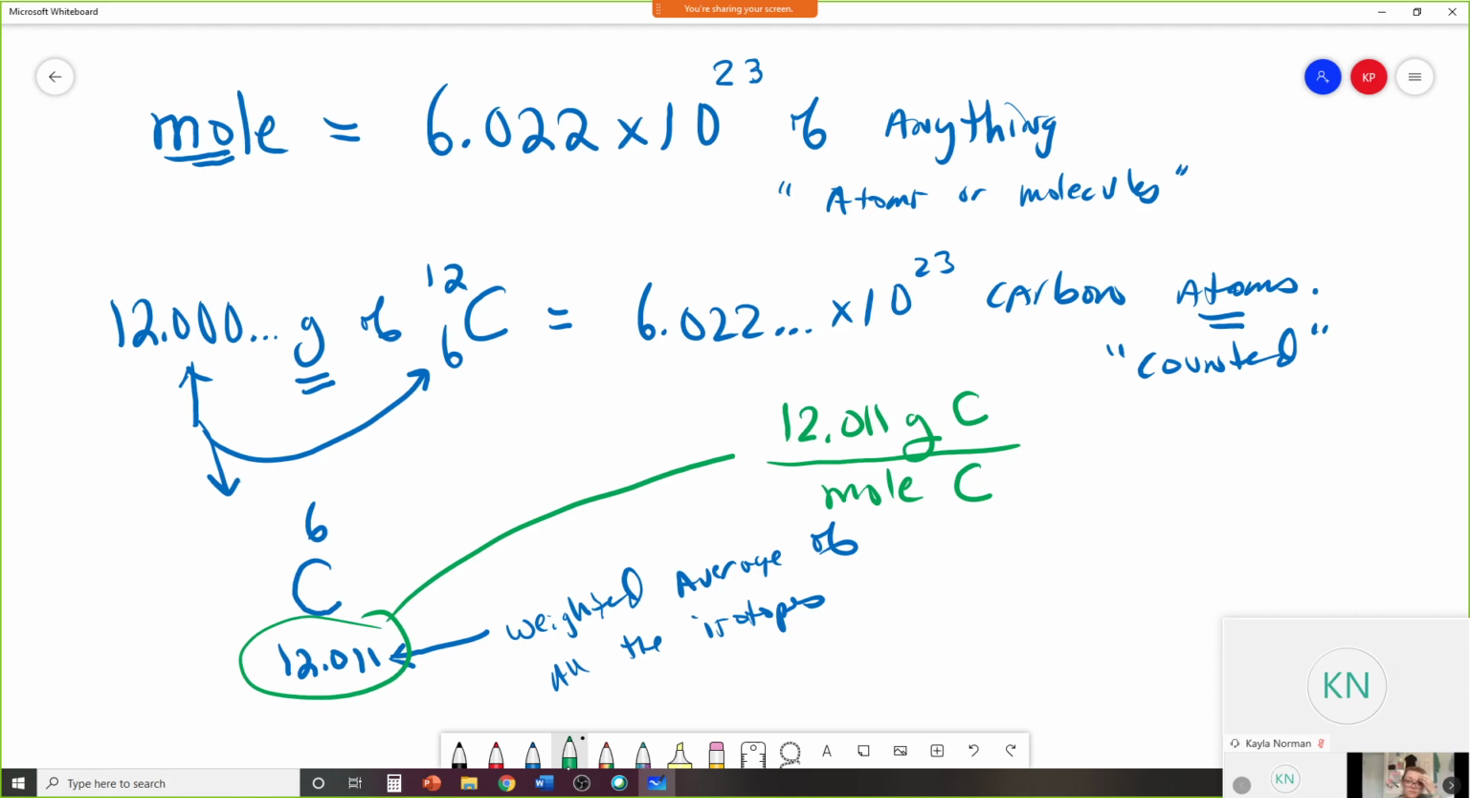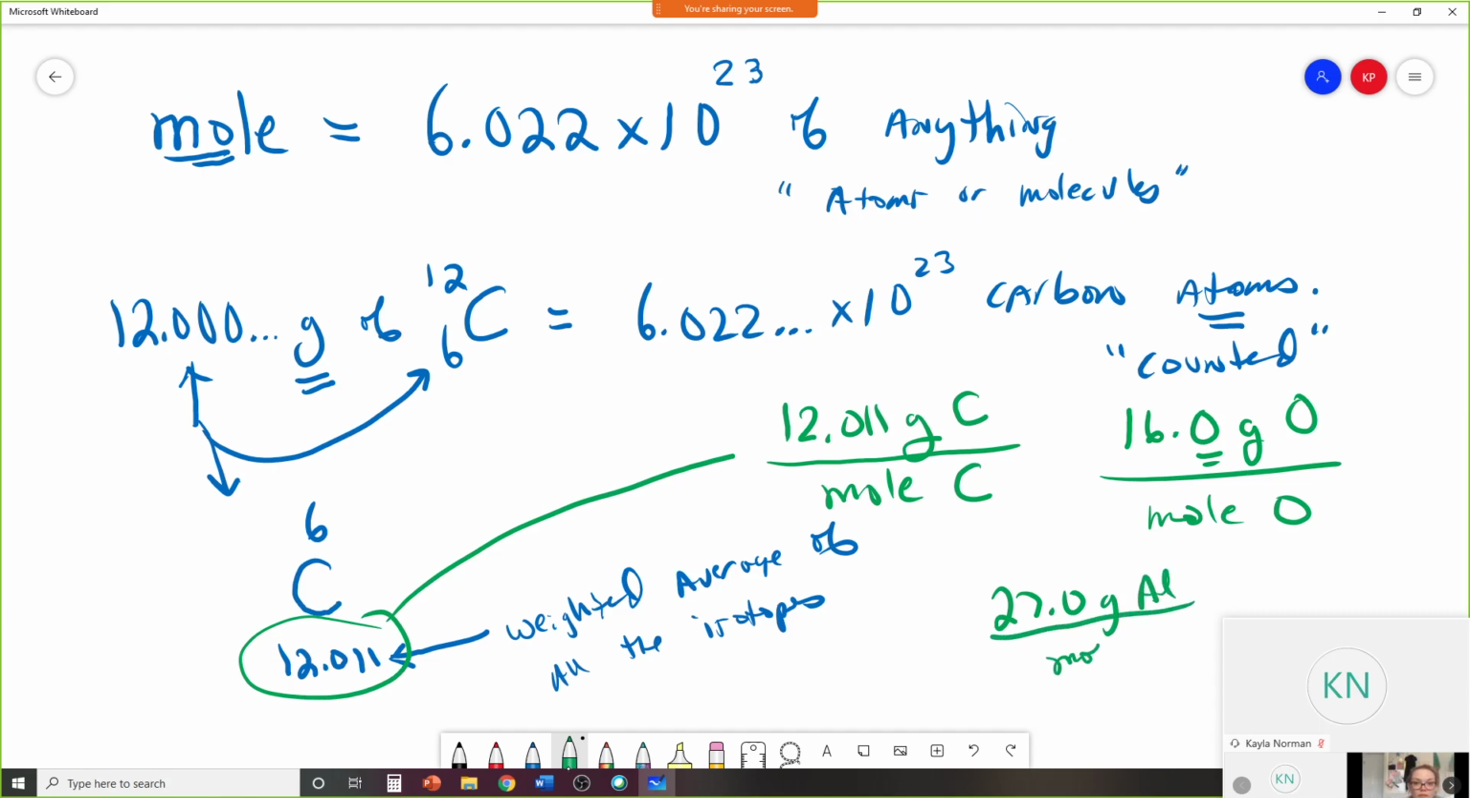Because of that, the number below the element is now however many grams 1 mole of that substance weighs. So if you look underneath oxygen, you will see, if you round it, and we always round to 1 decimal if we can, 16.0 grams oxygen for every mole oxygen. Underneath aluminum, you will see 27.0 grams aluminum for every mole aluminum. And underneath chlorine, it is 35.5, so 35.5 grams chlorine for every mole chlorine.